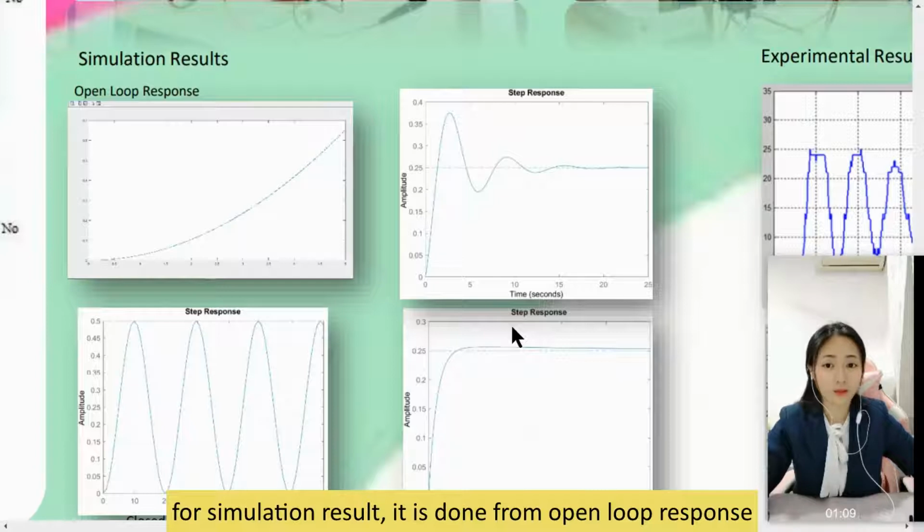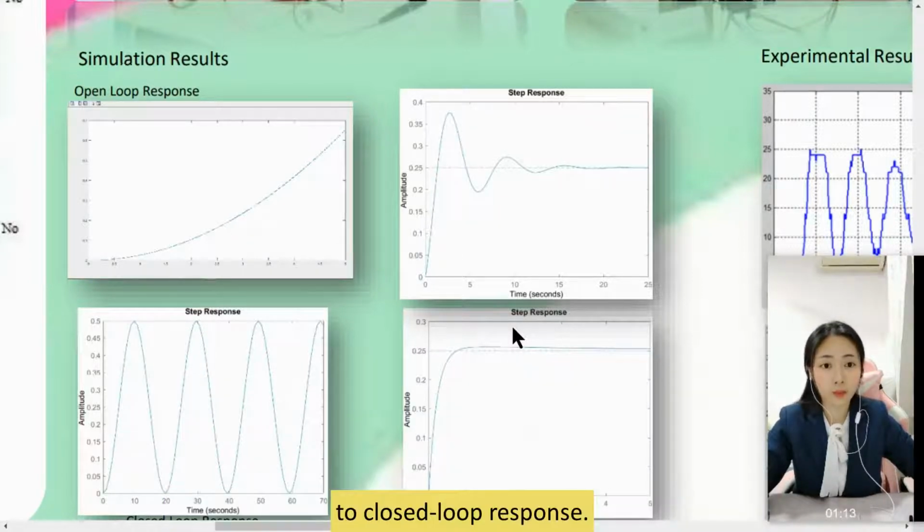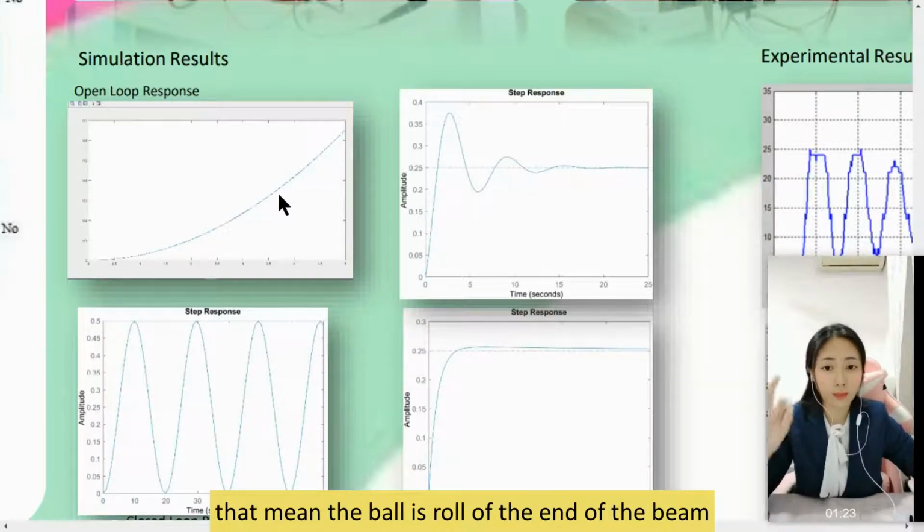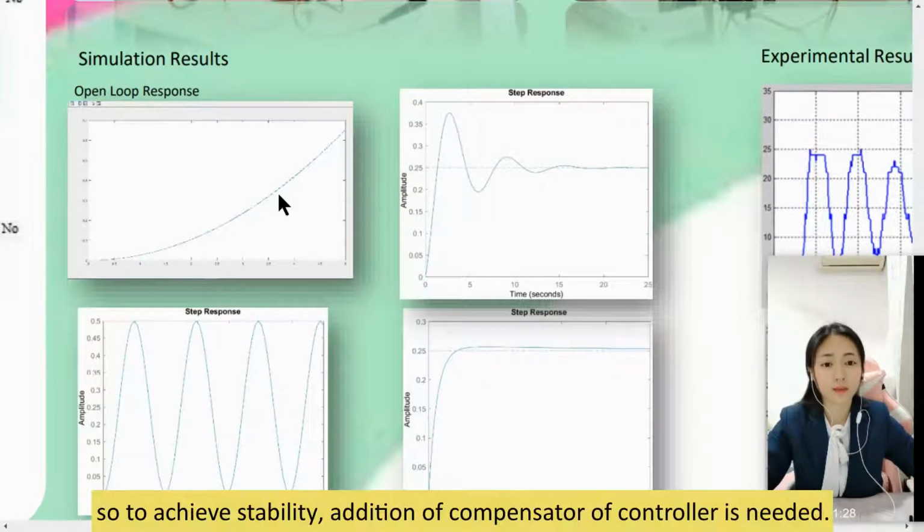So for the simulation result, it is done from open loop response to closed loop response. Here is the result for open loop response. It shows that the graph goes to infinity. That means that the ball rolled off at the end of the beam. So to achieve stability, the addition of a compensator or controller is needed.